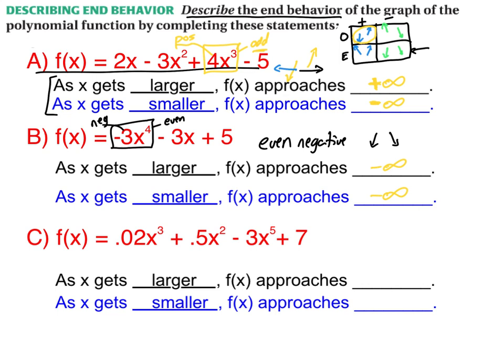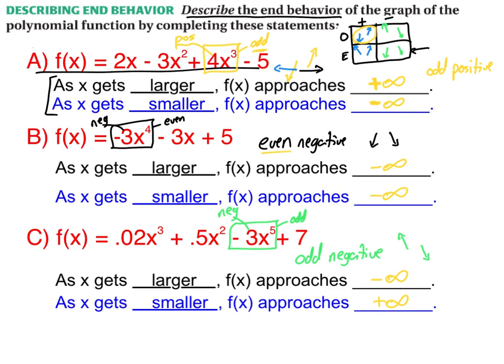Lastly, part C, here is the highest degree, and that is 5, which is an odd exponent. Negative 3 is a negative leading coefficient. So this one is odd negative. Okay, I never wrote down the first one. The first one was odd positive, sorry. So if it's odd negative, odd will tell you that they're going to go opposite directions. Negative will mean it'll be down on the right and up on the left. So it'll be odd negative, so negative infinity and then positive infinity.